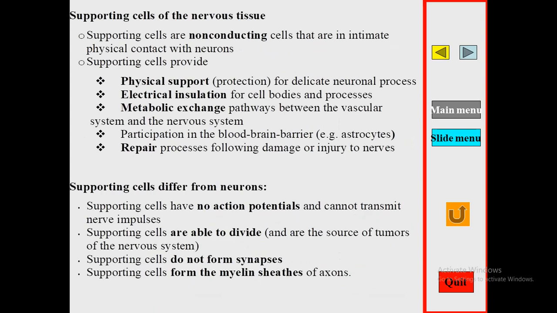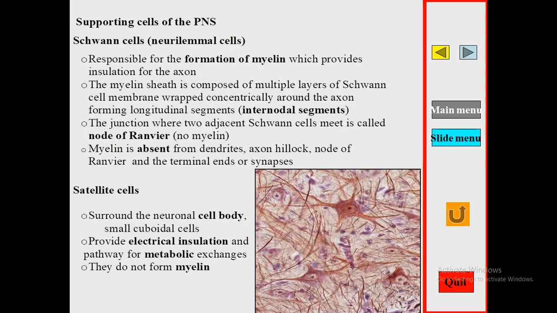Then we moved to supporting cells. We said those supporting cells form a major composition within the nervous tissue, and they do not provide any impulse transfer. They are not conductive tissue. They do not have any action potential. They are able to divide, unlike the neurons, and for that they are the sites of tumors within the nervous tissue. They do not form synapses and they do not have myelin sheath.